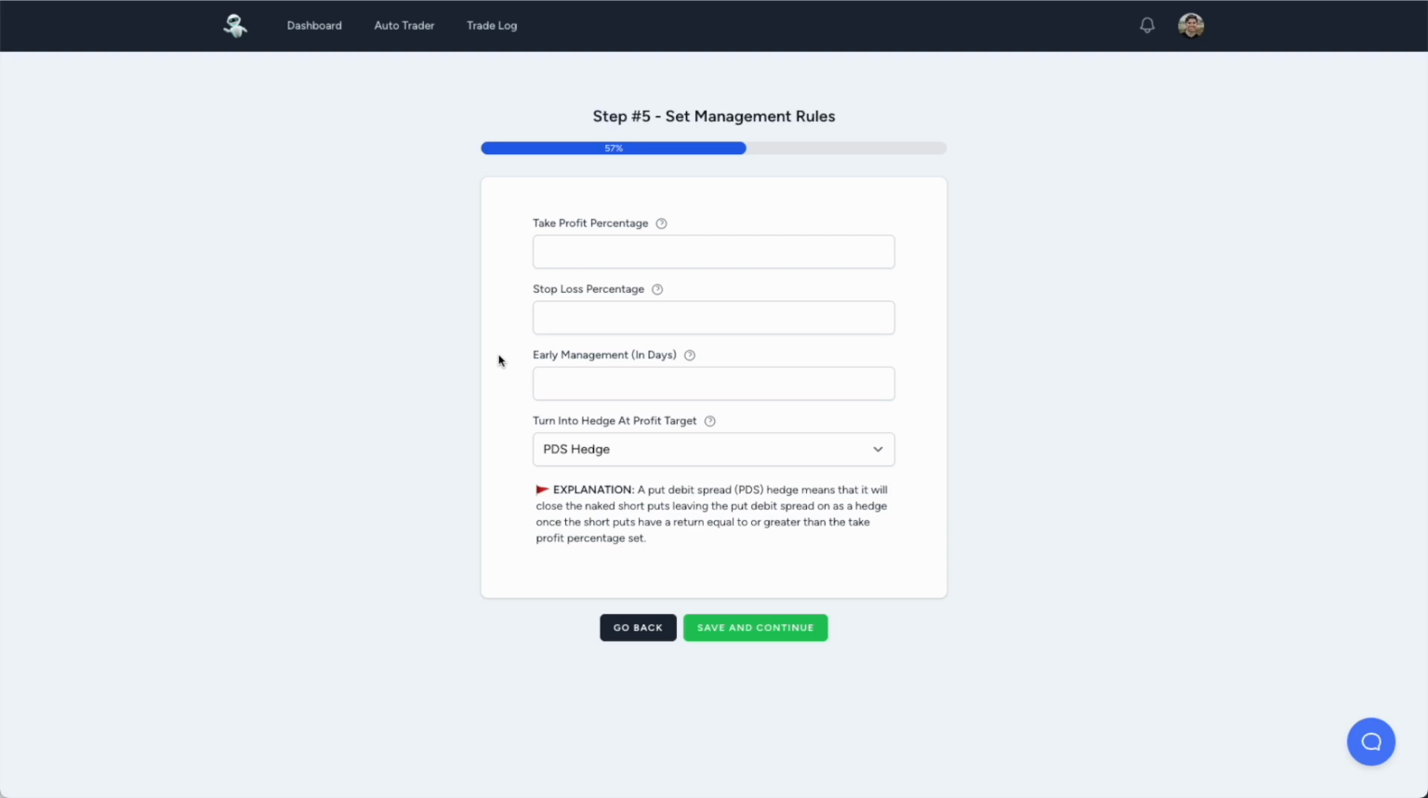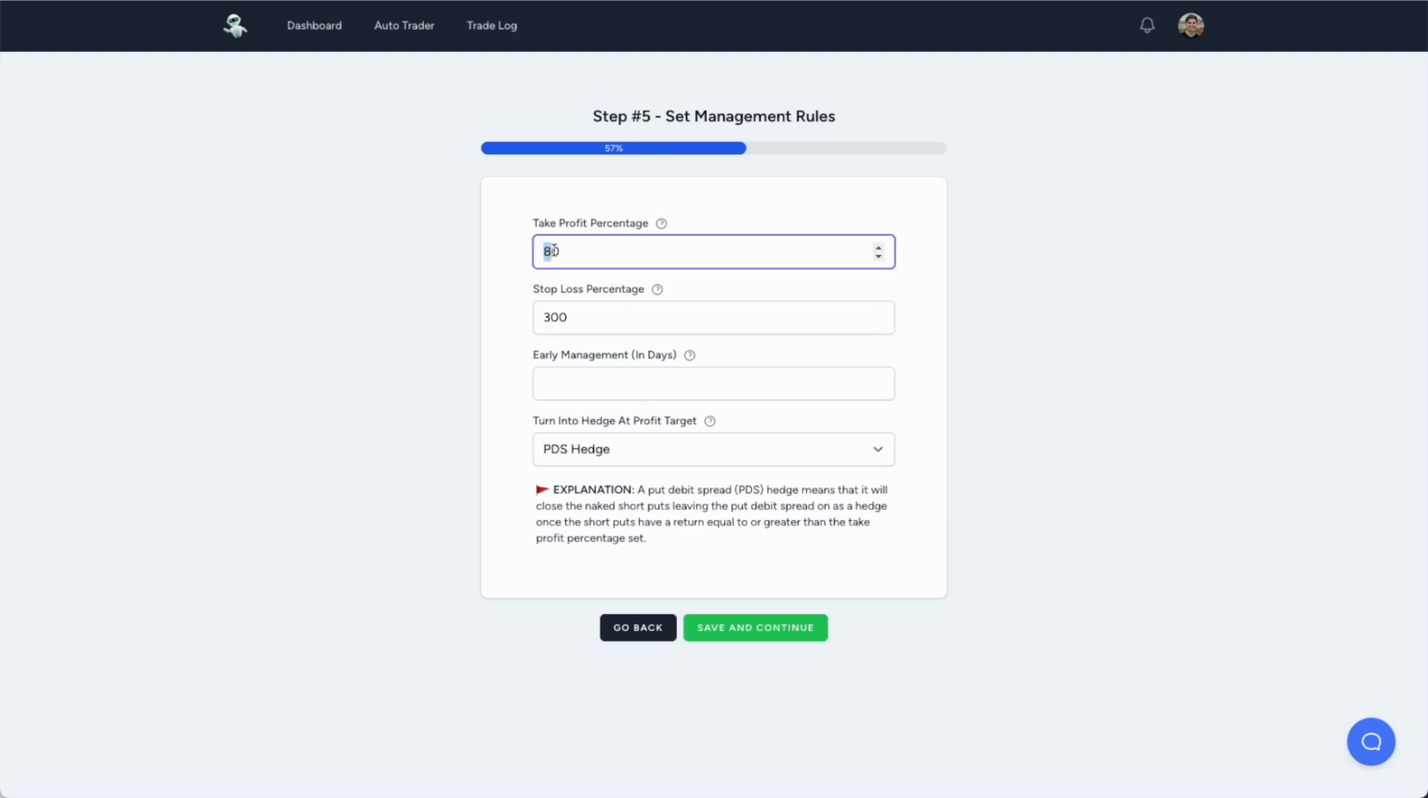Next is the take profit percentage and stop loss percentage. So again, I like to take profit at around 80%. I like my stop loss at 300%. That's how I run mine. If you want to change yours a bit, you can, but this is how I structure mine, the one that's maybe $5,923 a month. My early management in days I don't do because I'm not really the tasty live 21 days. I don't really do that. Next is turn hedge into a hedge at profit target. Because this is a 112, it can be turned into a hedge.